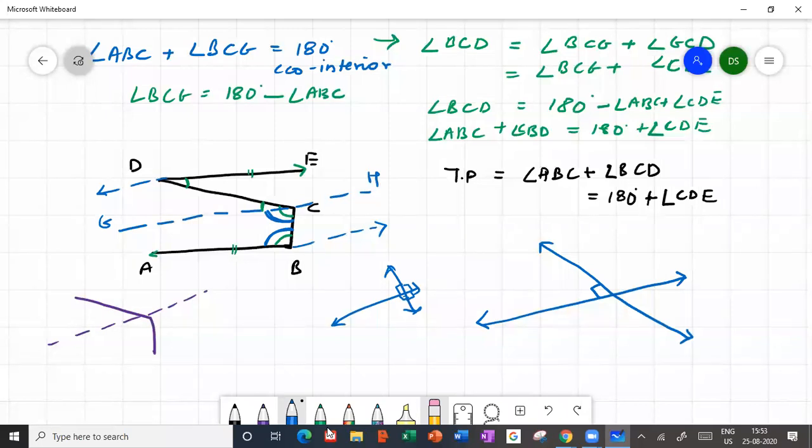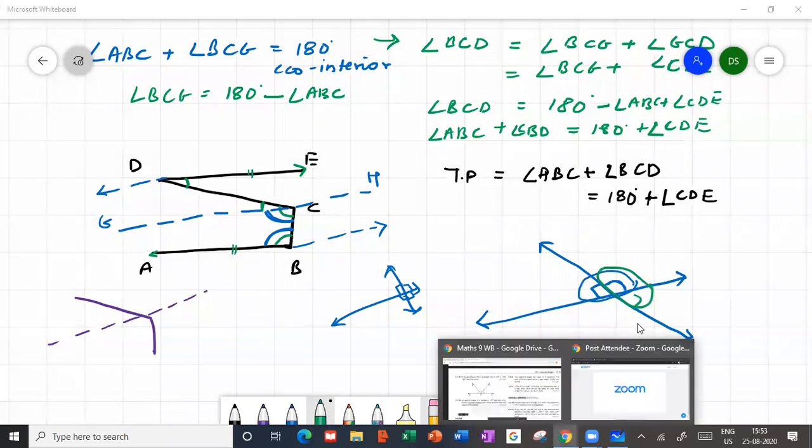How do I get that? I consider this as a linear pair, that's how I'll get this as 90. Then I consider these two as a linear pair, I'll get this as 90, and so on. Or even vertically opposite angles. Correct, you can do that also.